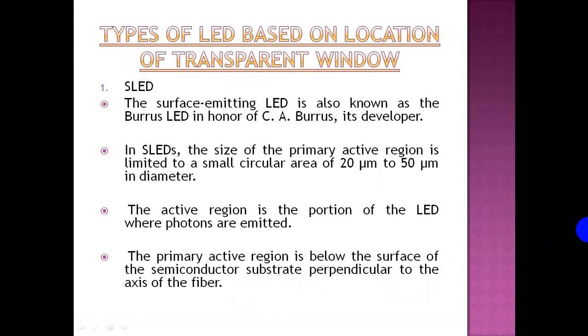Next we will see the types of LED based on location of transparent window. First is SLED, that is surface emitting LED. This type of LED is also known as Burrus LED in the honor of C.A. Burrus, its developer. In surface emitting LEDs, the size of the primary active region is limited to a small circular area of 20 micrometer to 50 micrometer in diameter. The active region is the portion of the LED where photons are emitted. The primary active region is below the surface of the semiconductor substrate perpendicular to the axis of the fiber.